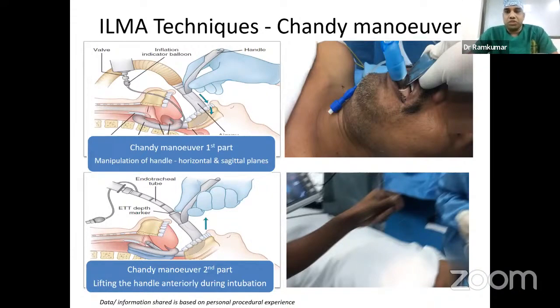And once it's placed, you should not change the movement. You cannot move the device, and that's the place to ventilate, and that's the best position to intubate as well. So this is called Chandy's maneuver part 1.